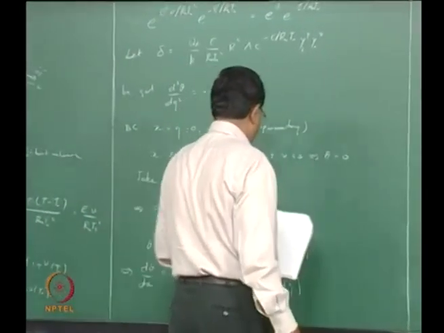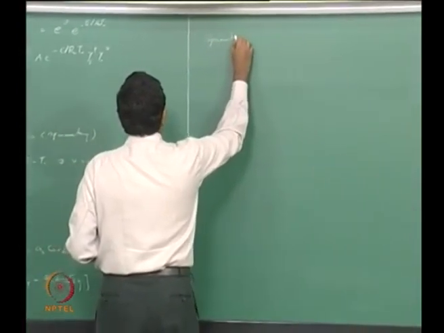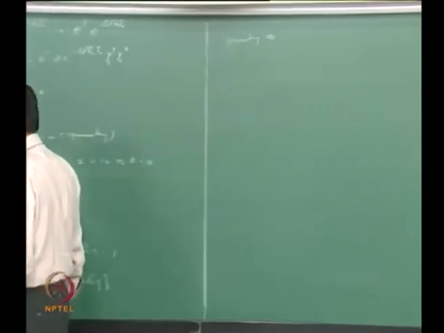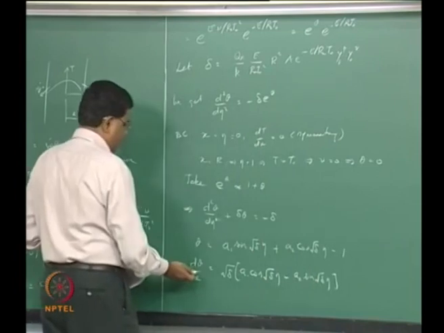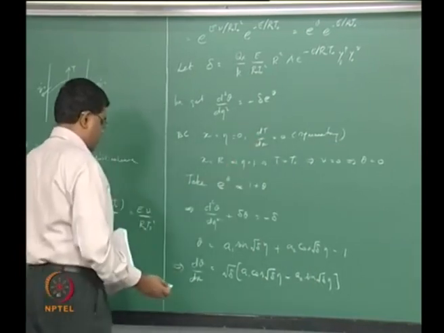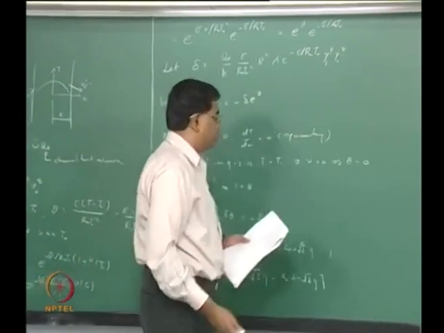So if you now supply the boundary conditions, the symmetry boundary condition implies that you plug eta equal to 0 and the sine term goes away, and then you say that d theta by dx should be equal to 0, which is the same as dT by dx equal to 0. That means that the cosine is actually going to 1, therefore a1 should be equal to 0.